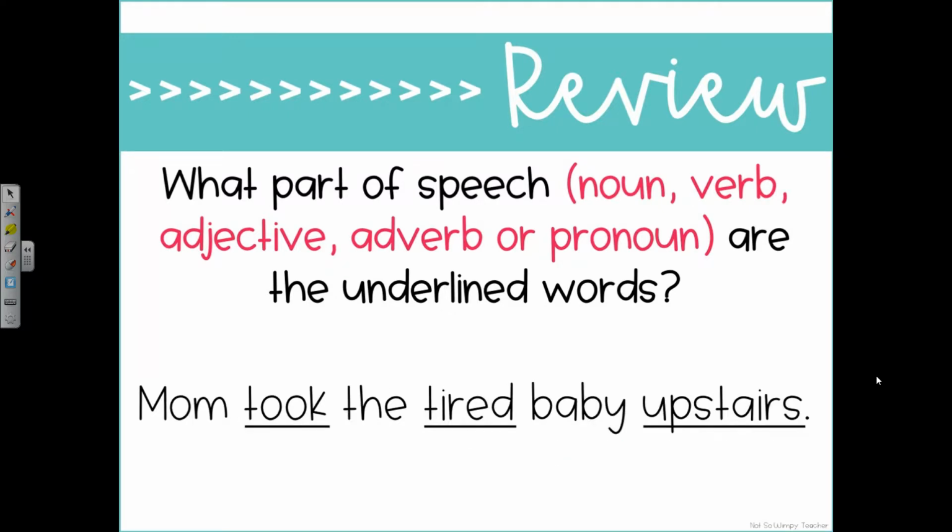One more sentence. Mom took the tired baby upstairs. Mom did what? What's her action? The verb is took. The tired baby. Tired is describing the baby. What kind of baby? Tired. It's an adjective. And where is mom taking the baby? Upstairs. Remember, adverbs can also tell where someone does something.